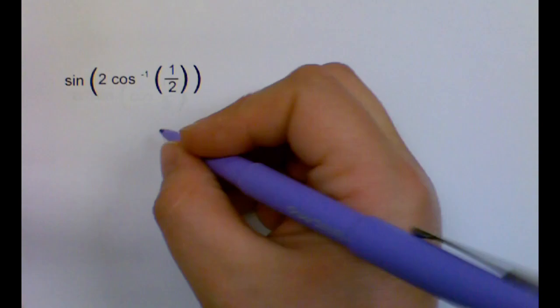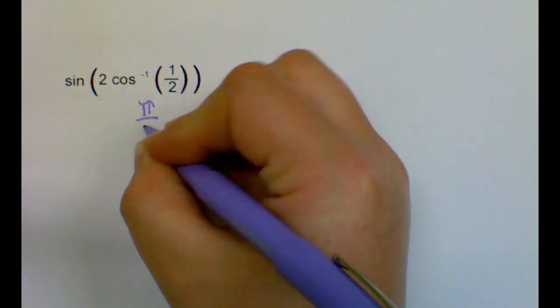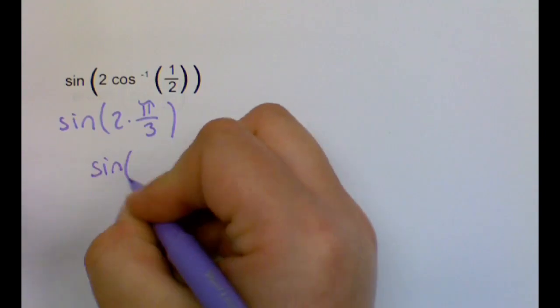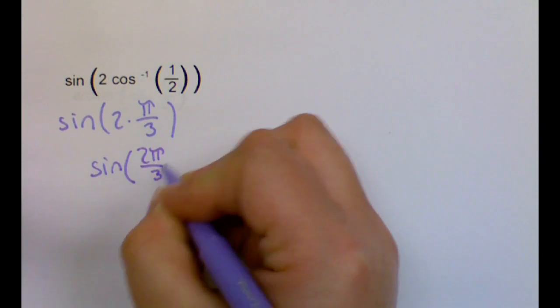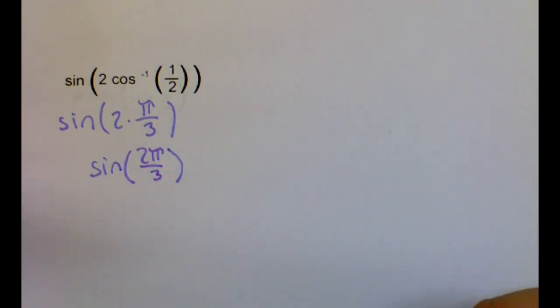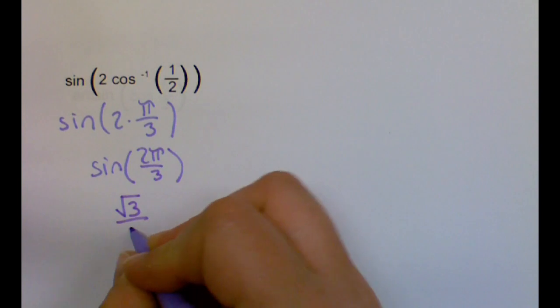All right, now we're getting crazy. Start with the inside. Cosine inverse of a half is pi over 3. Then we multiply it by 2. So I want the sine of 2 pi over 3, which is square root 3 over 2.